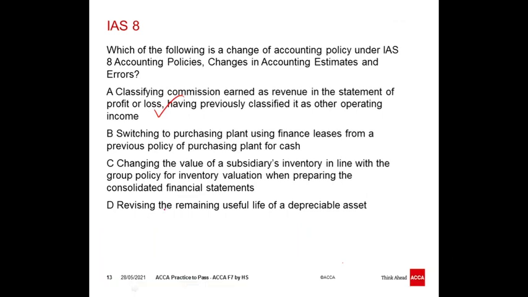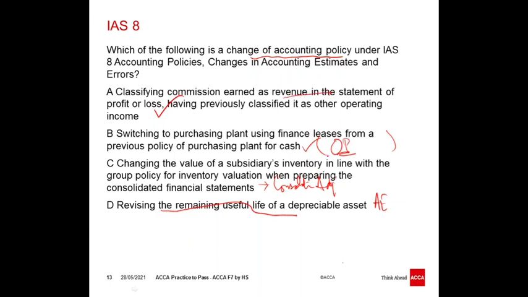Revising the remaining useful life of the asset is an accounting estimate, and this question is asking for the accounting policy. Changing the value of the subsidiary's inventory in line with the group policy is a consolidation adjustment. It's not a policy, it's just a consolidation adjustment. Switching purchasing plant using the finance lease from the previous is not an accounting policy. It is an operating policy, whether you want to buy the assets on cash terms or credit terms. So this one is the only policy.